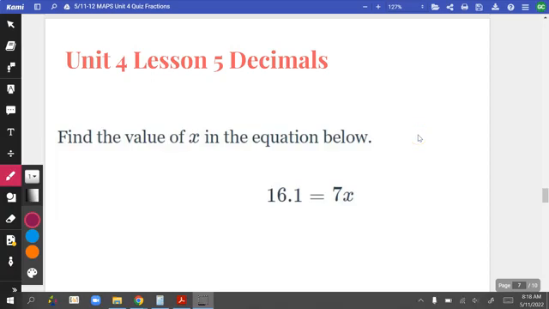In this video, we are going to look at decimals and how to work with them. So let's get started. Find the value of x in the equation below.